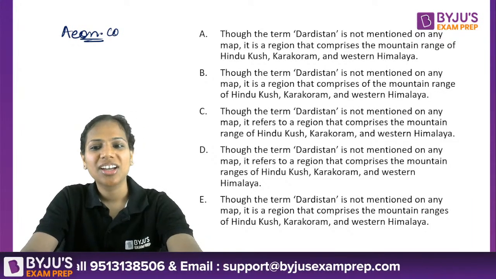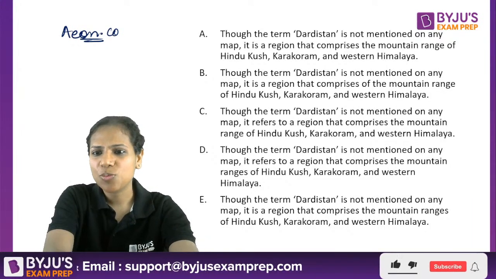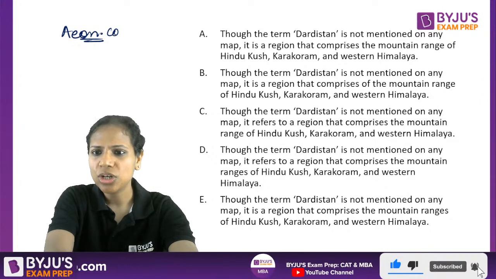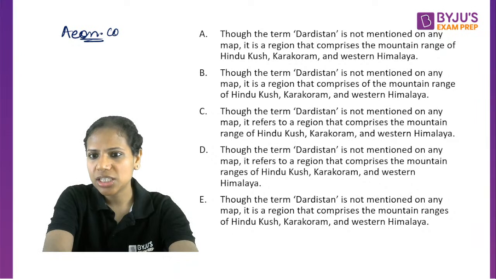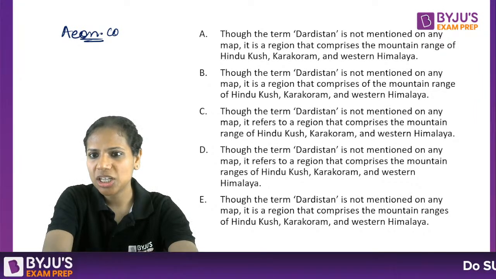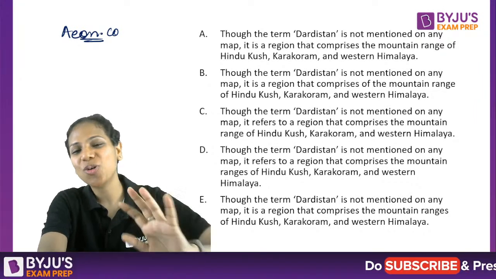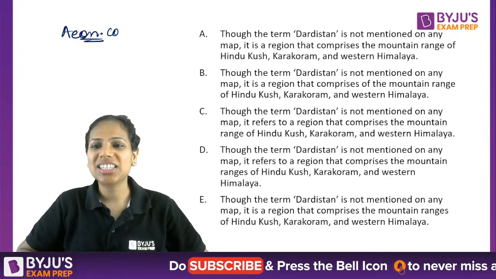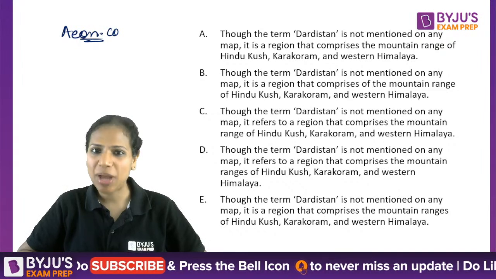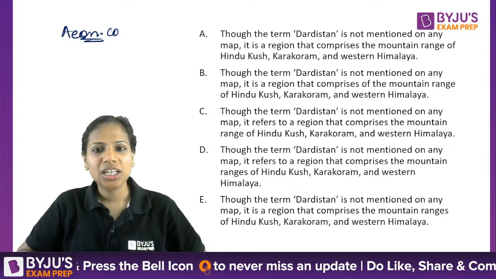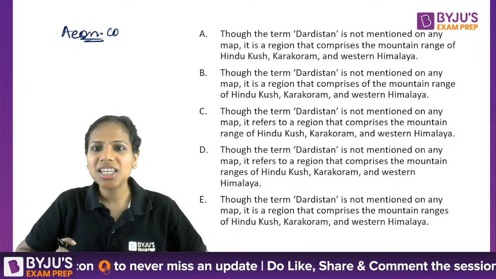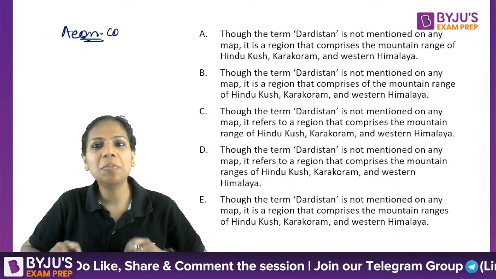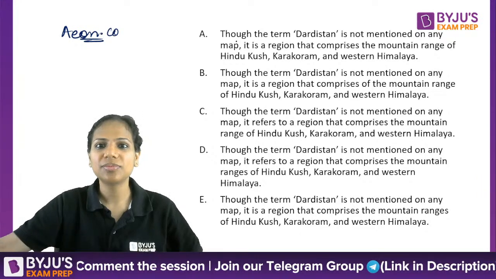Okay. All right, so I've got varied responses in this one, so I can see that probably this posed a bit of a challenge for you, right? I've got quite a lot of C's, then some B's and D's, and I've got one or two E's as well. Okay. So, though the term Dargistan is not mentioned on any map, this part seems fine. It is a region that comprises, okay, so actually the error here is a very basic error.